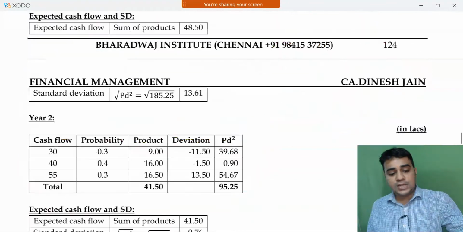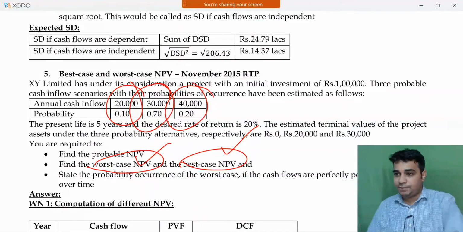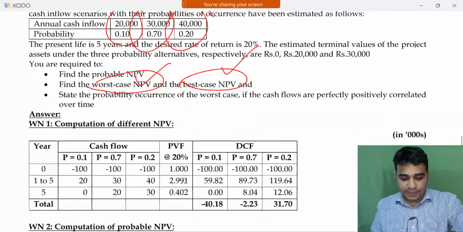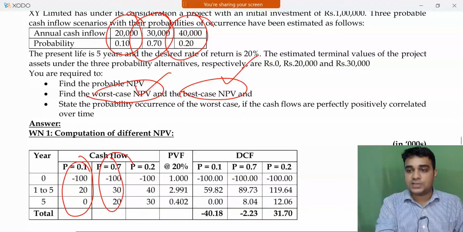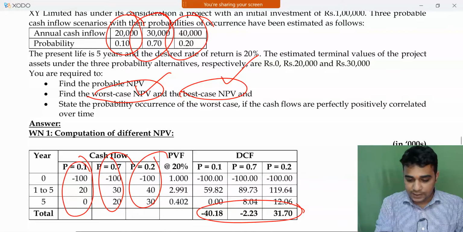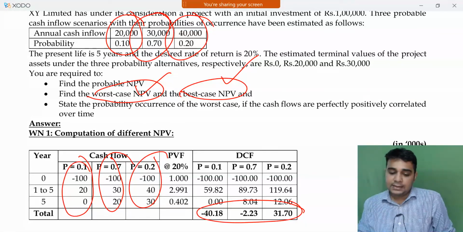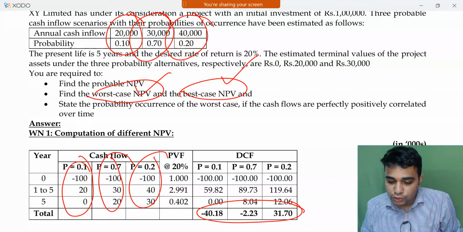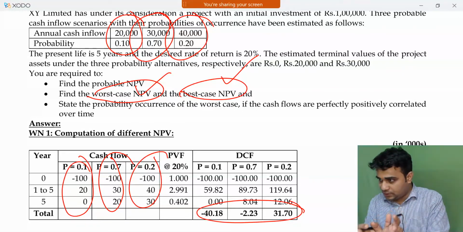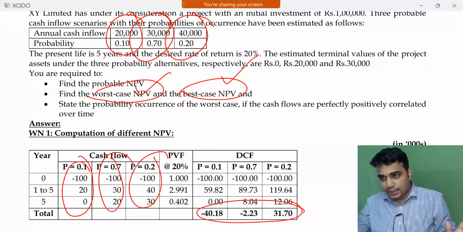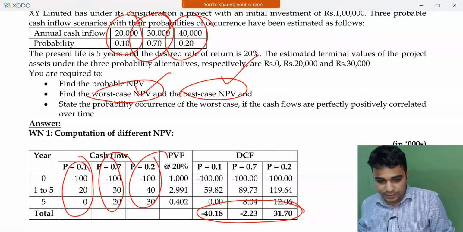If the question asks you to calculate best case NPV and worst case NPV, I am not doing that part of the answer. This is the first cash flow, this is the second, this is the third, and I get 3 NPVs. The NPV can be negative 40,180, negative 2,230, or 31,700. I am not doing this part because you know how to calculate NPV. Here I have split the cash flow, the PVF and the DCF into 3 different scenarios.